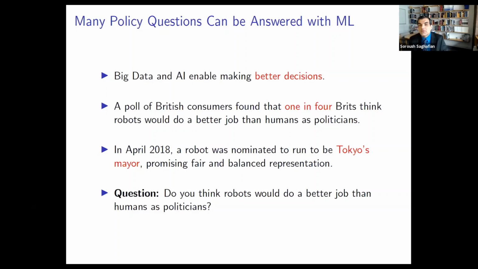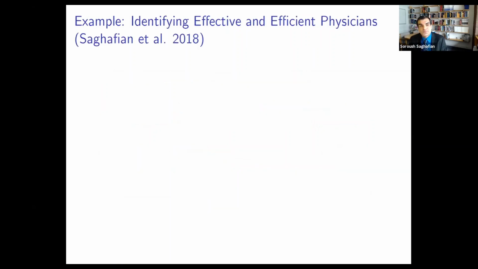So what I want you to think about is this: do you think that robots would do a better job than human beings in the next year, in the next 10 years? And are we ready to move to a situation where our politicians or policymakers are robots? So I want to give you some examples for the rest of the talk about some of the changes that machine learning techniques have enabled us to make.